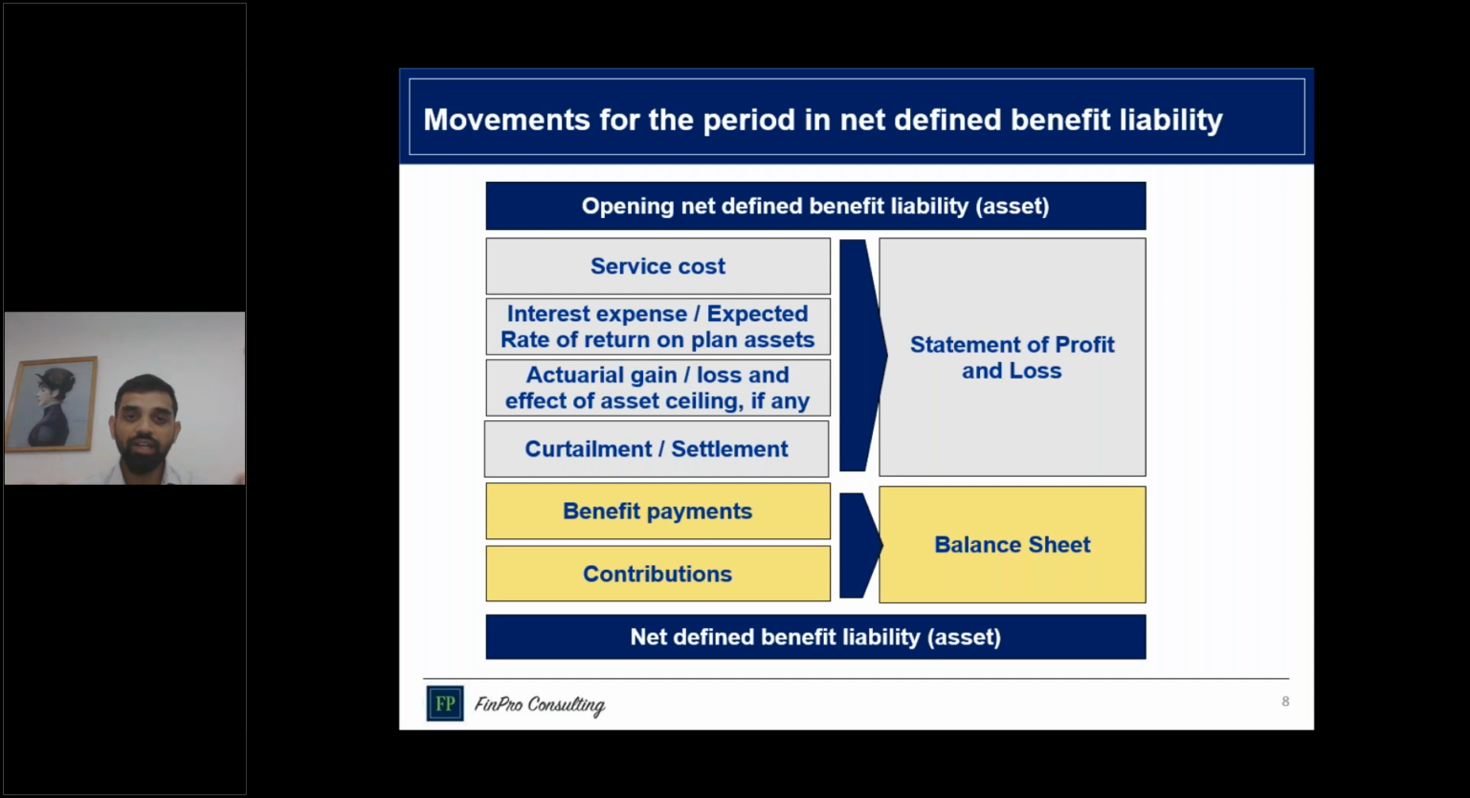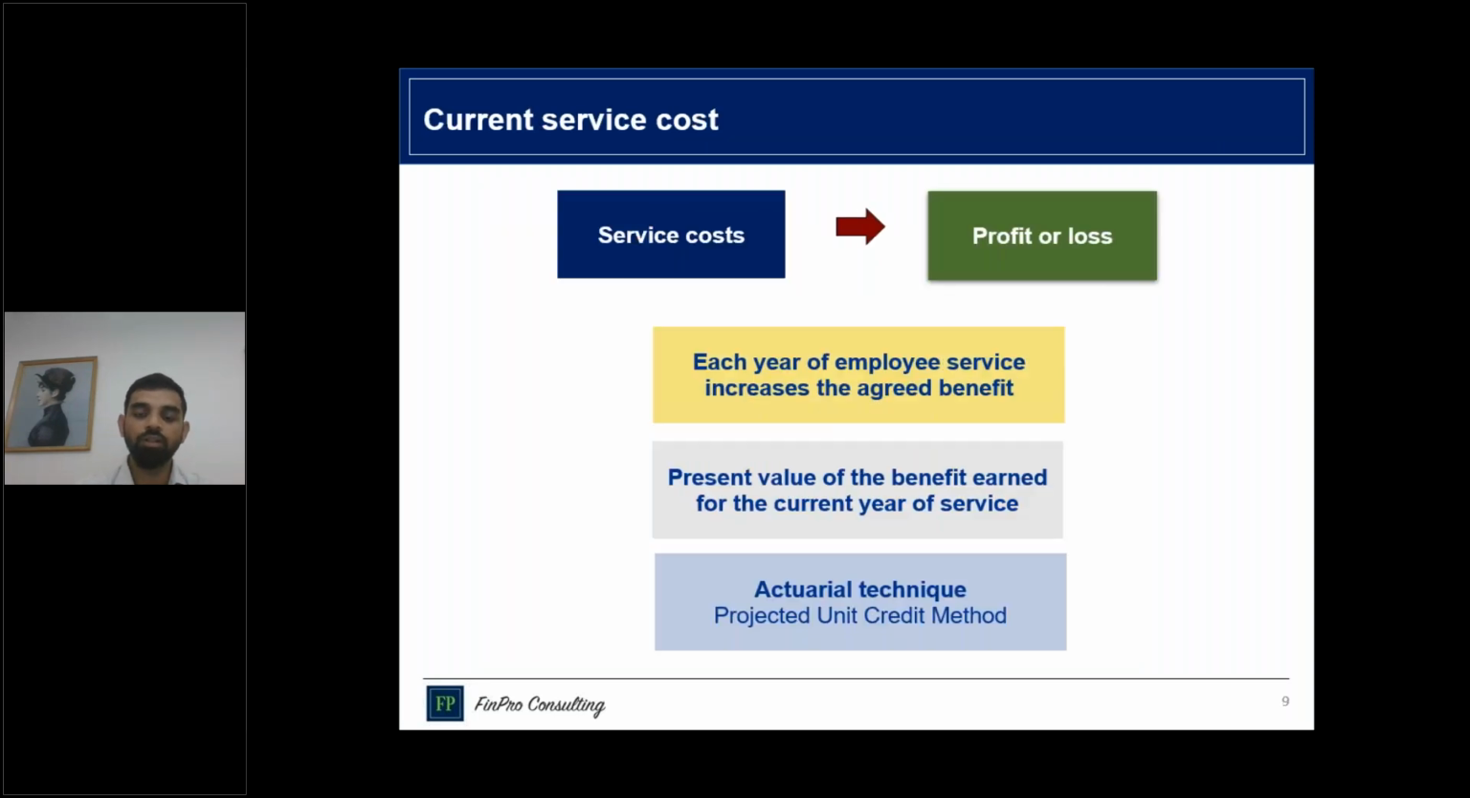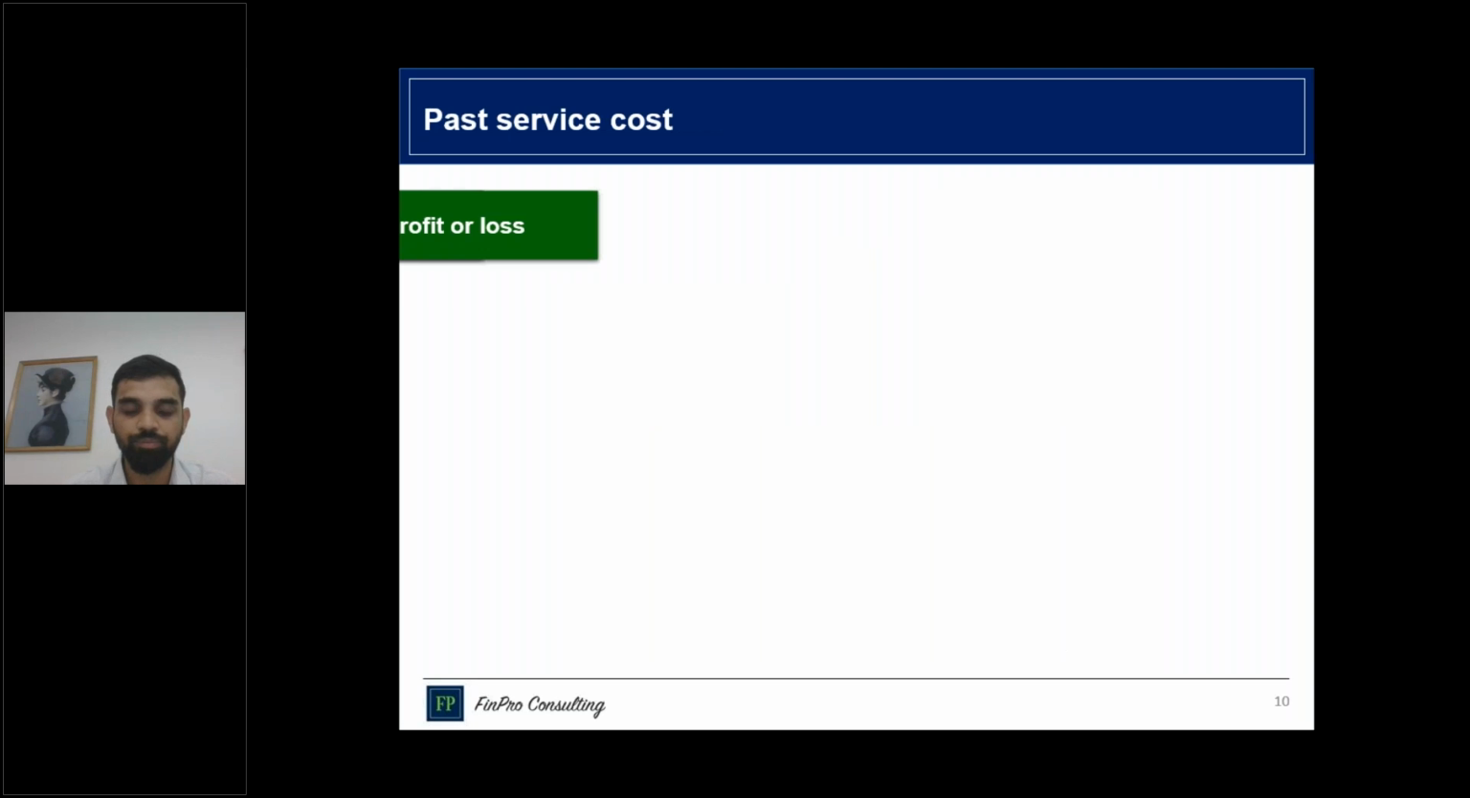So these are the various terms used in an actuarial valuation report. If you open any report now, you will be able to understand the meaning of these terms and how they are accounted for as part of the financial statements. So this is what we discussed. Service cost goes to my P&L. Each year the employee provides a service which results in additional benefit. You calculate it at present value using the actuarial technique, the projected unit credit method.